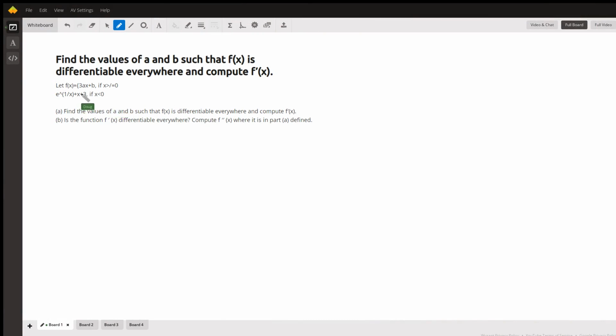Okay, you're given this piecewise function where we have some constants represented by a and b. We're supposed to find the values of a and b that make f of x continuous everywhere, or differentiable everywhere. And that's going to imply that it's also got to be continuous everywhere. Then we're supposed to find the second derivative also.